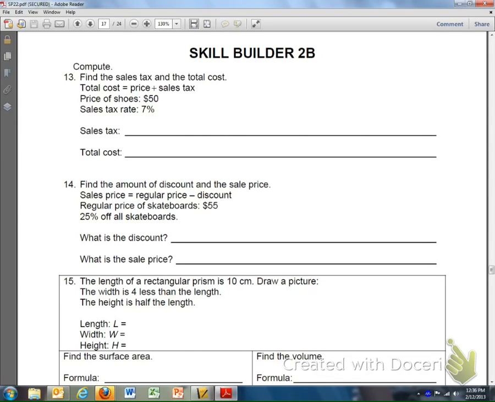Hello, Algebra Readiness. Your homework assignment this evening is out of your Week 22 packets. You're working on pages 15 and 16. I'd like to help you here on page 15.